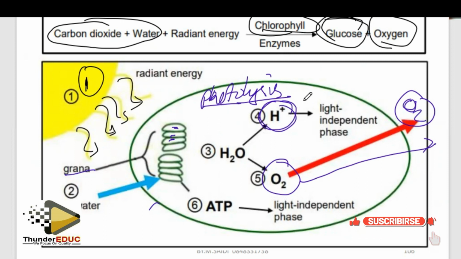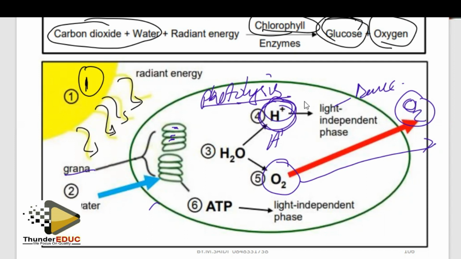Now, we use this hydrogen ion which is formed. This hydrogen ion will go to the light-independent phase, which we call the dark phase. But how does this light-independent phase get this hydrogen?